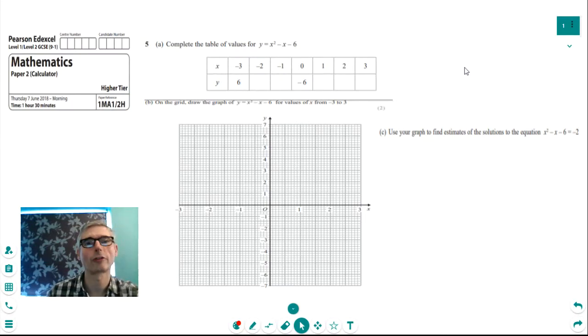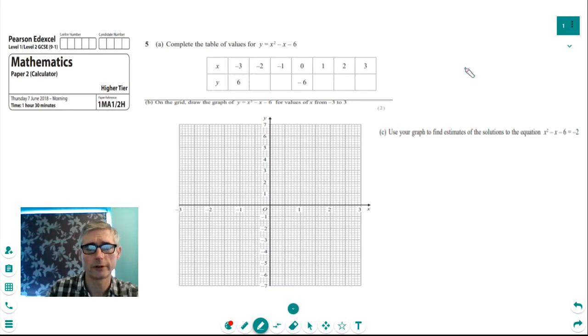I'm going to continue going through the Edexcel higher tier paper from 2018. This is paper 2, the calculator paper. So we're up to question 5 and we're being asked to first of all complete this table of values for this equation y is x squared minus x minus 6. So some of the values have already been done.